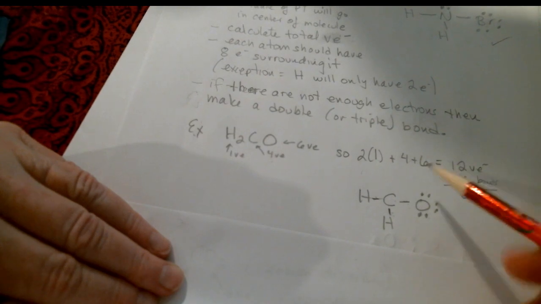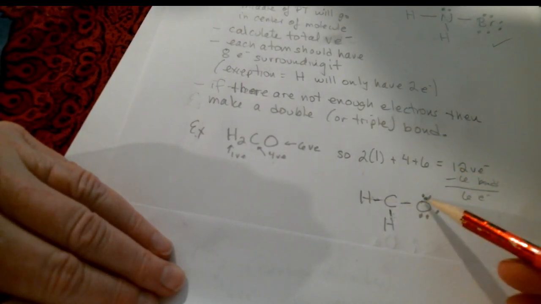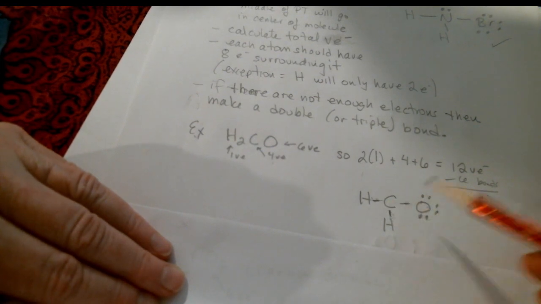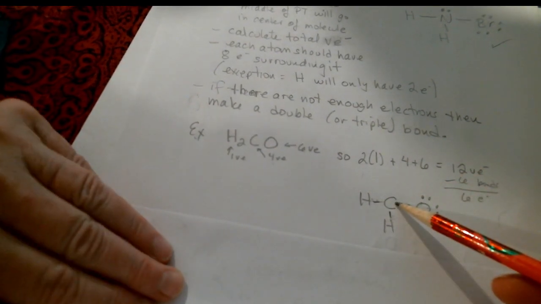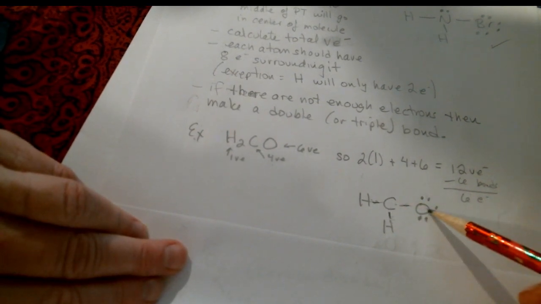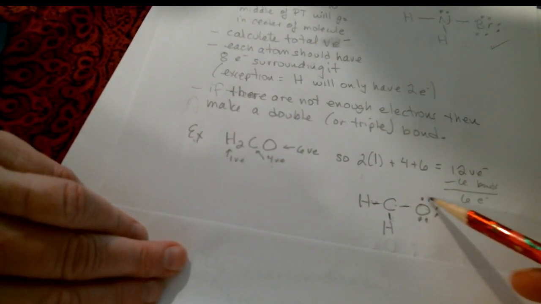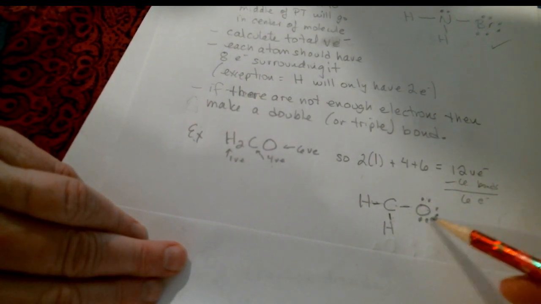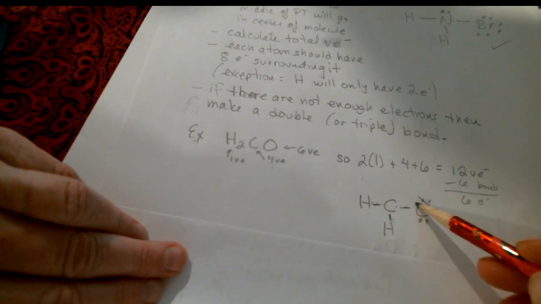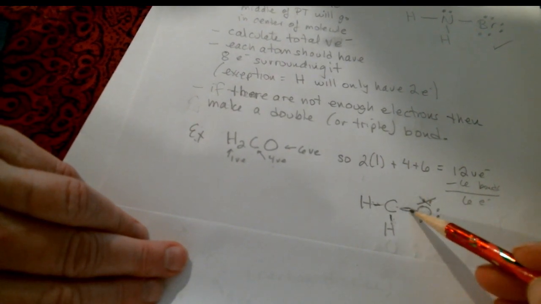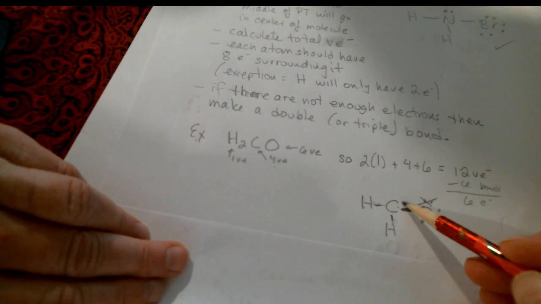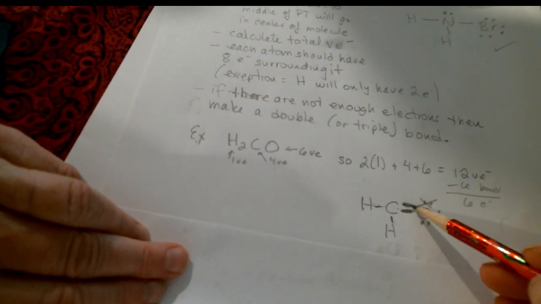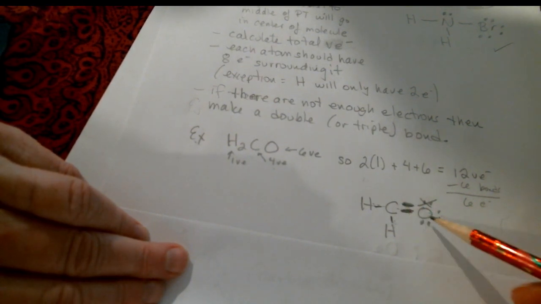So I have all accounted for. Now, does everything have an octet? Hydrogens are okay. 2, 4, 6, 8. Oxygen's okay. This one, 2, 4, 6. Whoops. This one is not happy. It wants 8. So it's going to say to oxygen, hey, can you loan me some electrons? Oxygen says, no, but I can share them with you. So any one of these pairs I'm going to take off, and I'm going to convert into another bond. These 2 electrons changed into a line because the line means they're now shared.